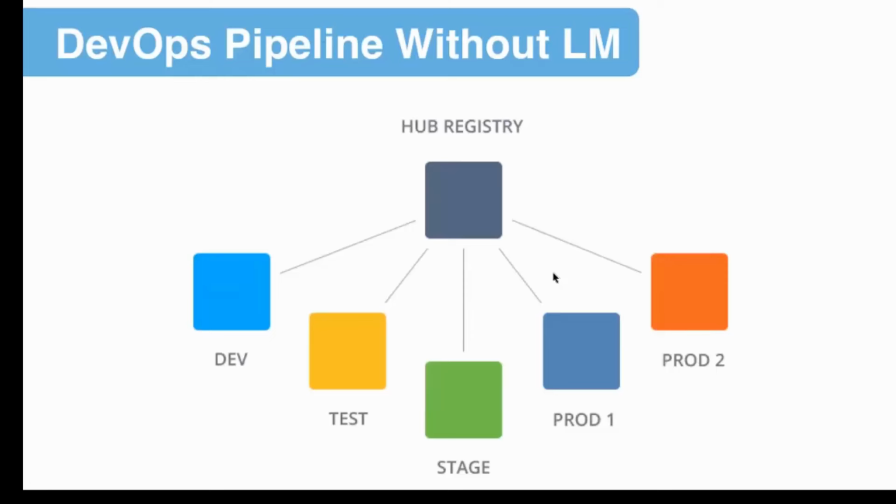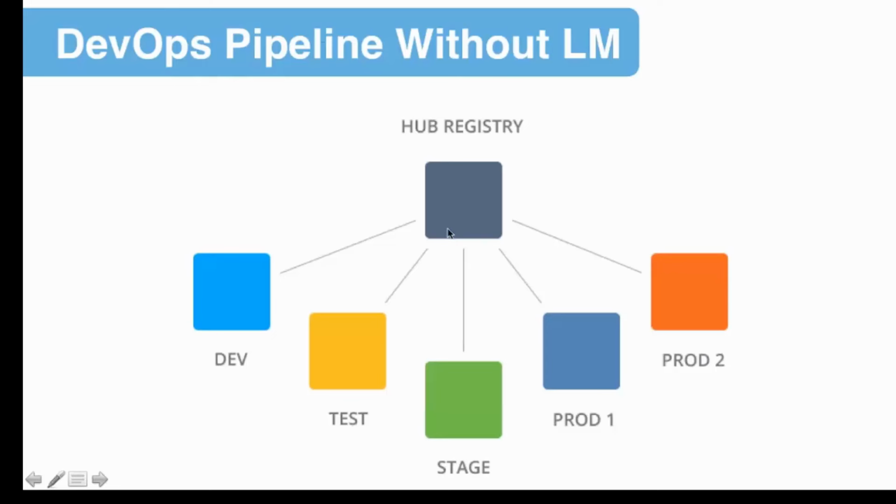Okay, how can we use live migration for DevOps, and how can we improve our DevOps with continuous live migration? Let's analyze the current solutions that we use with Docker containers. There is a hub registry. If you know, it's a place where many different container templates are placed. And we have a dev environment, test environment, stage environment, and two productions.